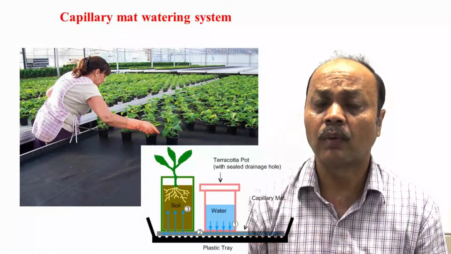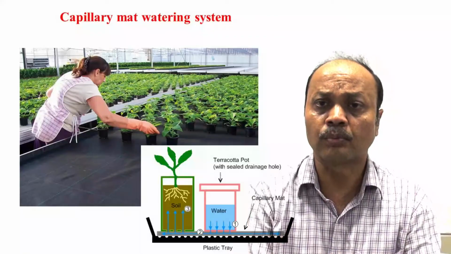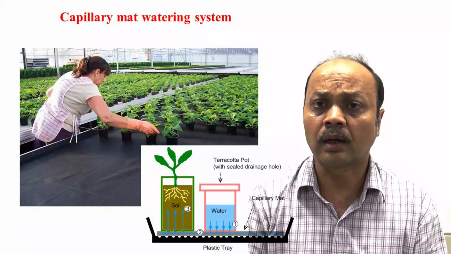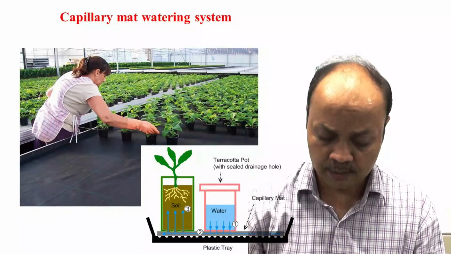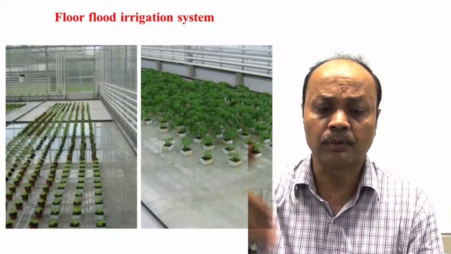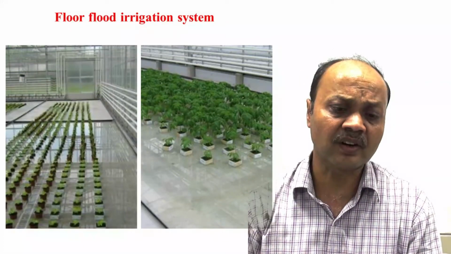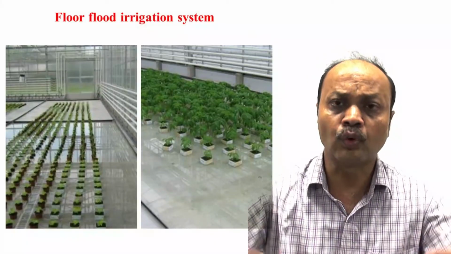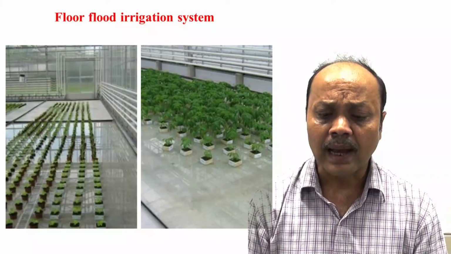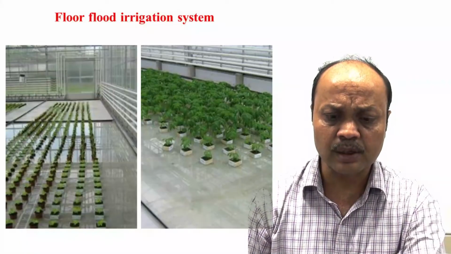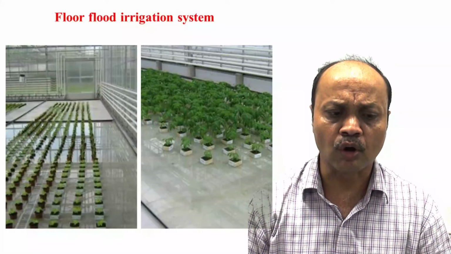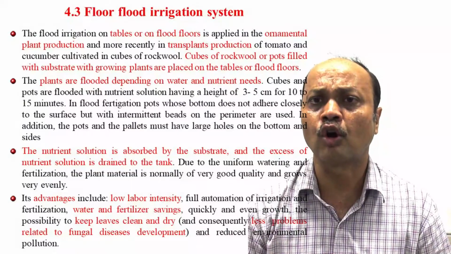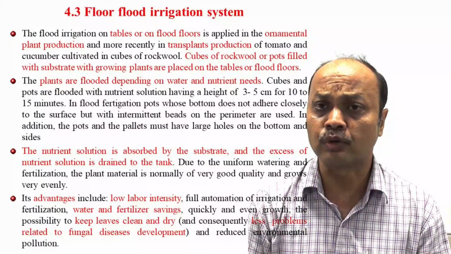So if the water potential difference is less, and your mat is at atmospheric pressure, due to that water movement will happen, and your pot will take the water like that. Flood irrigation, your floor flood irrigation system, is the same as that. On the floor you put the water, and this system is normally used for ornamental plants in pots, or for nursery raising nowadays also.